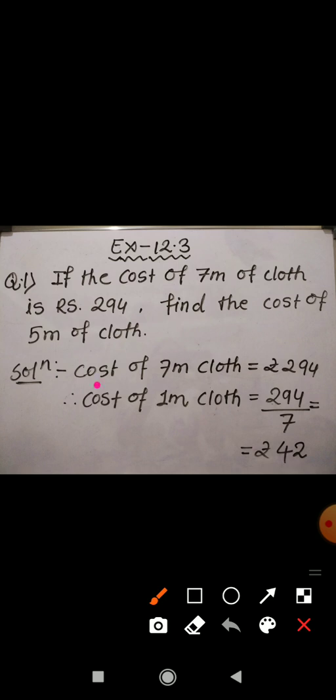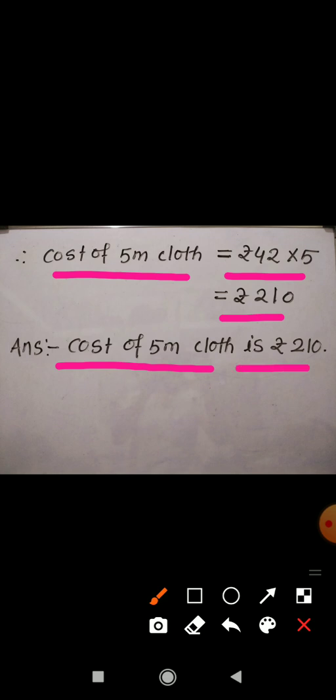Now you can see the cost of 7 meter of cloth is given as 294 rupees. Hence, the cost of 1 meter of cloth will be 294 divided by 7, which comes to 42 rupees. Now, 42 rupees is the cost of 1 meter of cloth, right? Hence, the cost of 5 meter of cloth will be 42 multiplied by 5, which comes to 210 rupees. Hence the answer is, the cost of 5 meter of cloth is 210 rupees.